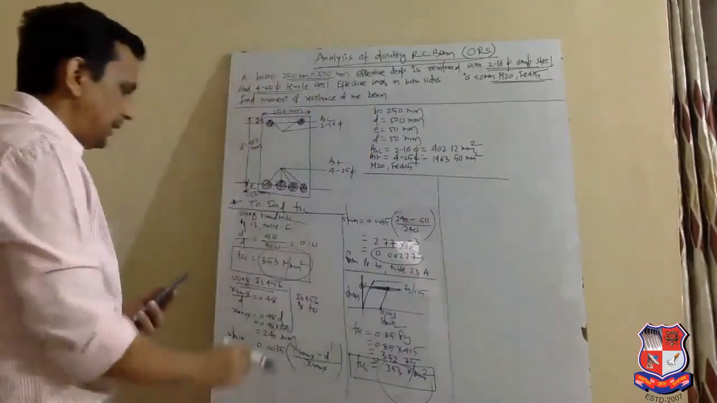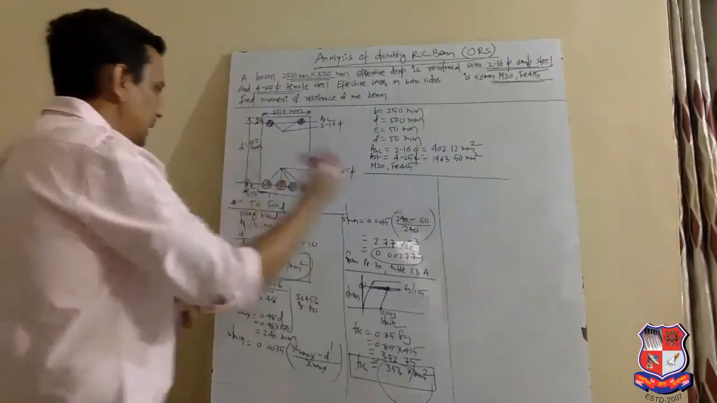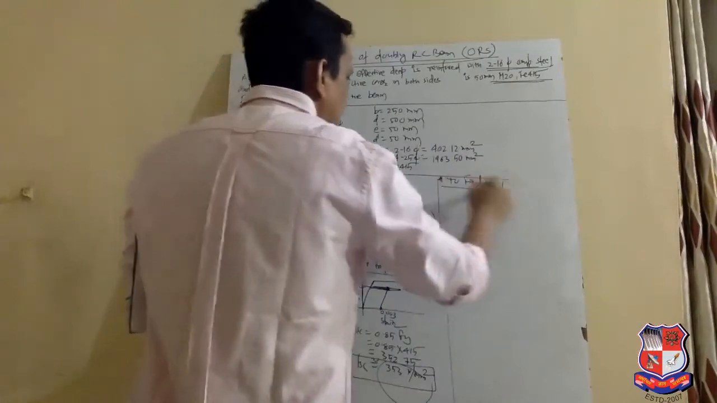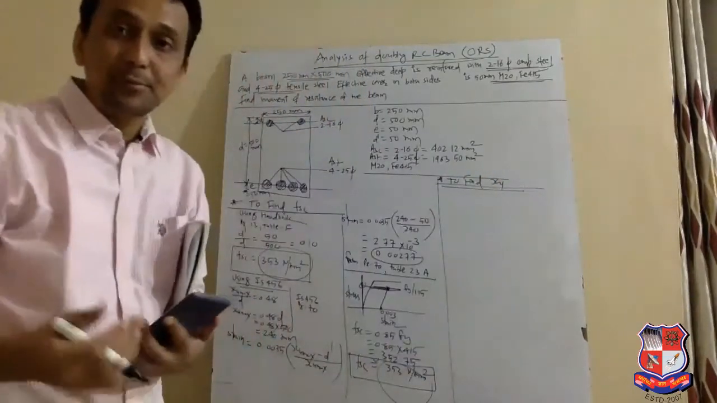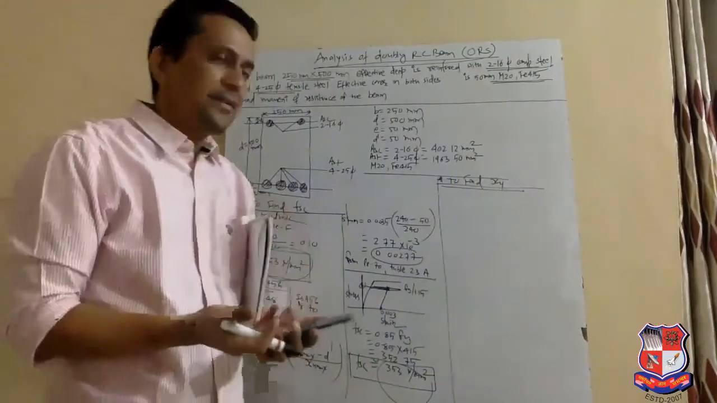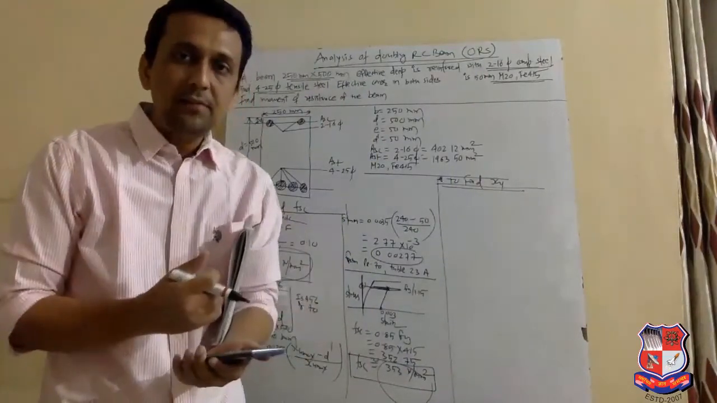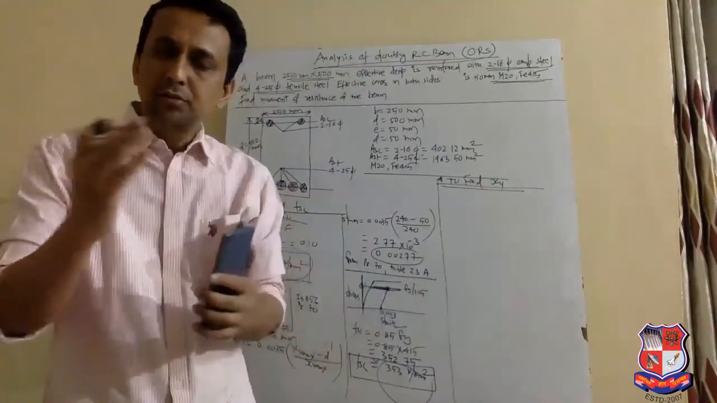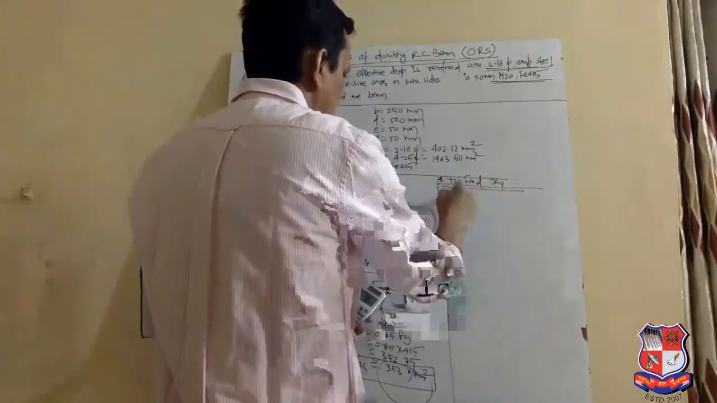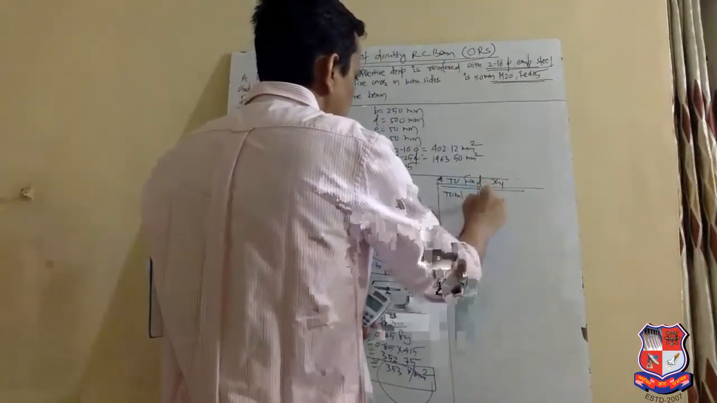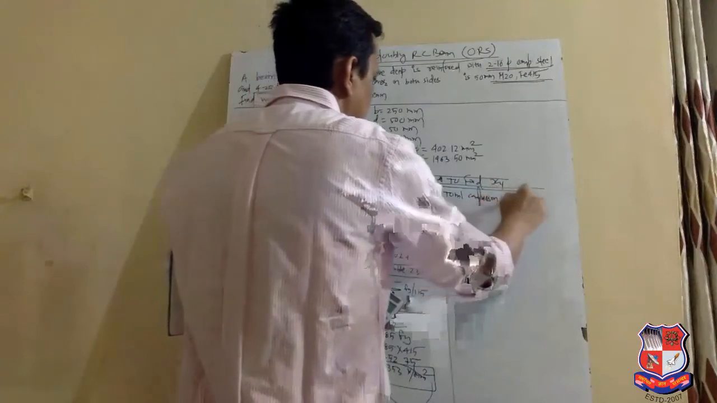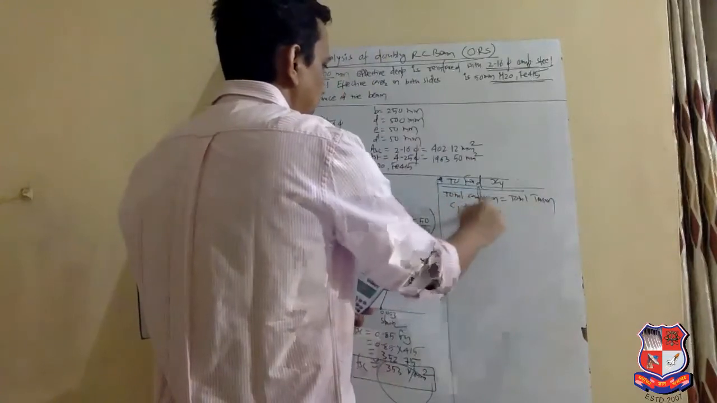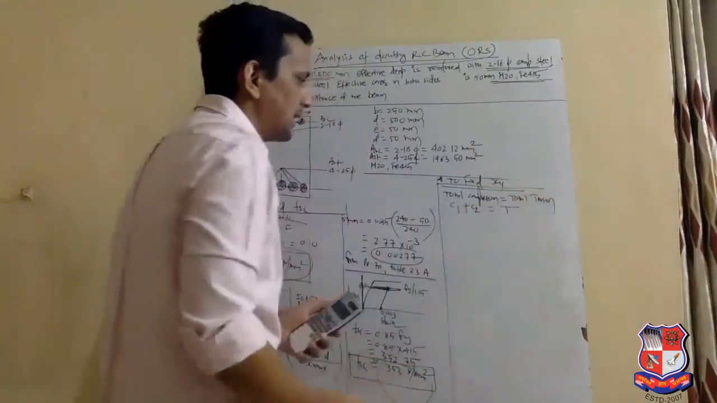Once we find the FSC, next we have to find the value of XU, which is depth of neutral axis. So in WRC beam, how we calculate the value of XU? We compare total compression is equal to total tension. Total compression is equal to total tension. Total compression is C1 plus C2, equal to total tension is T.